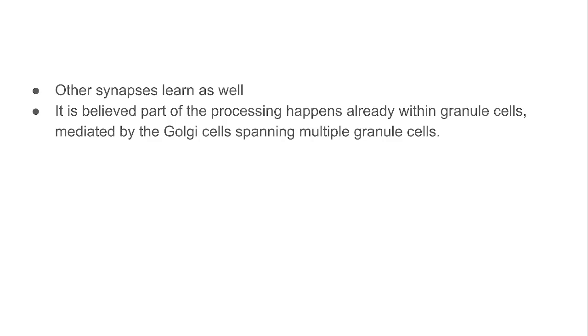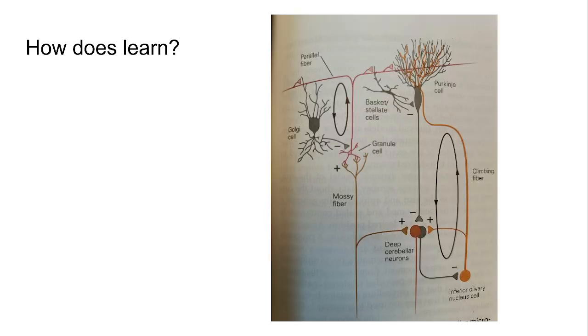Yeah, here nothing new really, so other synapses learn as well. And also, it is believed that part of the processing happens already within the granule cells, mediated by the Golgi cells. Like the granule cell already receives a few of the synaptic connections from muscle fibers, so it can already learn to react only to some specific sensory condition, like both this muscle and this muscle are contracted. And there are also all these other cells which can mediate that. So yeah, we just don't understand it fully yet.